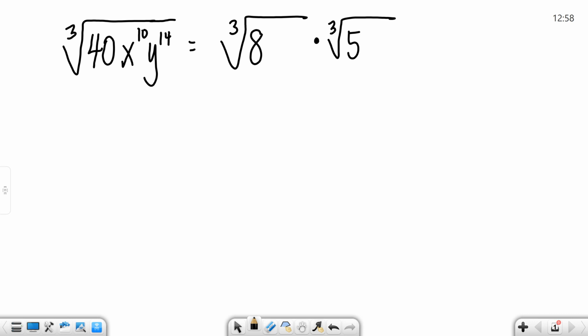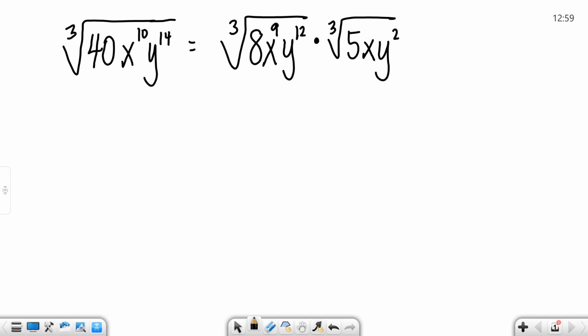So if I pay attention to my variables, I would have to have x to the 9th here. And then I'll have an x over here. It's got to be x to the 10th. And then I would have y to the 12th times y squared. Now I chose x to the 9th because 9 divided by 3 is a whole number. I chose y to the 12th because 12 divided by 3 is a whole number.